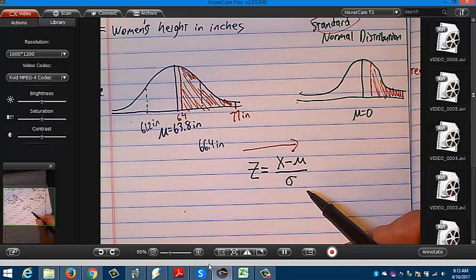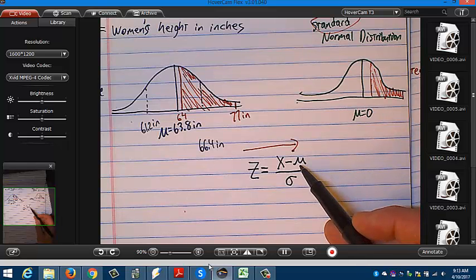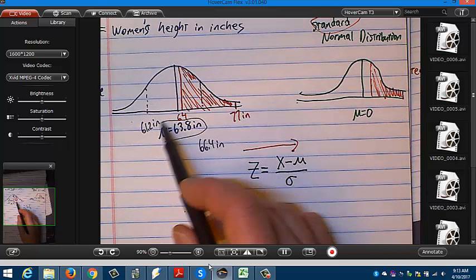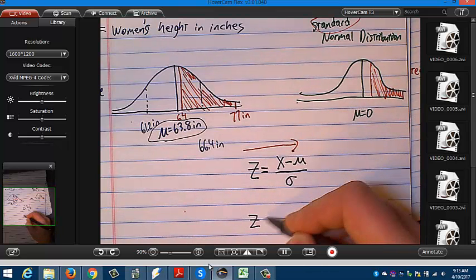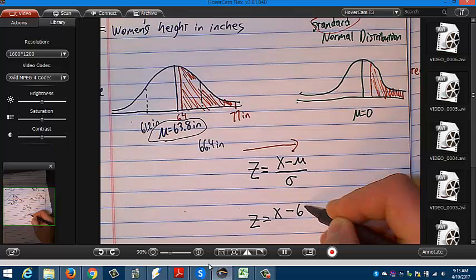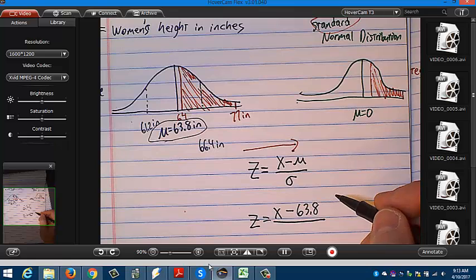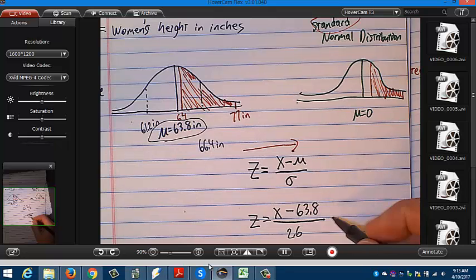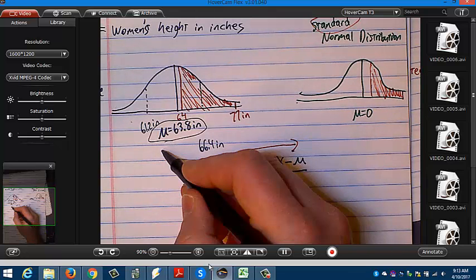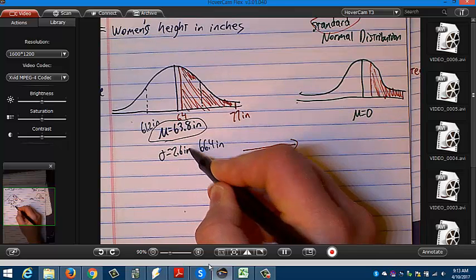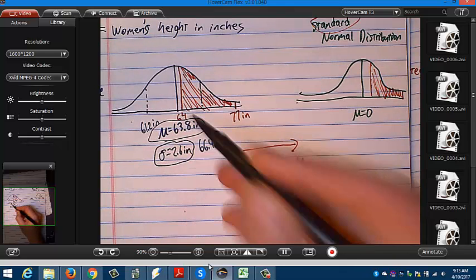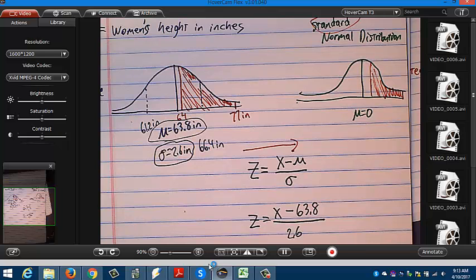So how's this work? Well, you know some of this stuff, right? What's our mean, mu? 63.8. So I could say z is x minus 63.8 divided by, and what am I going to divide by? It was 2.6. That was given, okay? 2.6 inches was sigma. So they have to give you the mean and standard deviation or else you can't do this.